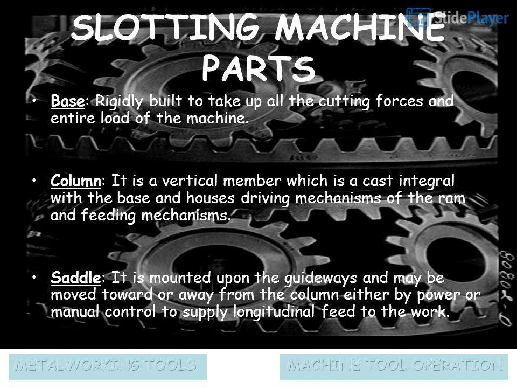Slotting machine parts. Base, rigidly built to take up all the cutting forces and entire load of the machine. Column, it is a vertical member which is cast integral with the base and houses driving mechanisms of the ram and feeding mechanisms. Saddle, it is mounted upon the guideways and may be moved toward or away from the column either by power or manual control to supply longitudinal feed to the work.